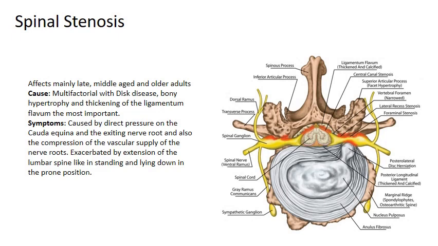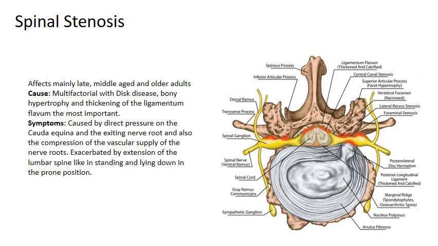The next diagnosis for low back pain is spinal stenosis, which affects mainly late middle-aged and older adults. The cause is multifactorial, with disc disease, bony hypertrophy, and thickening of the ligamentum flavum being the most important. The symptoms are caused by direct pressure on the cauda equina, the spinal cord, and also on the exiting nerve roots. There is also compression of the vascular supply of the nerve roots that present as pain.